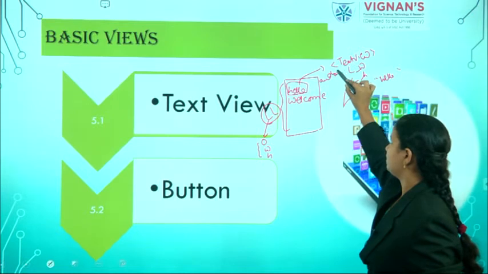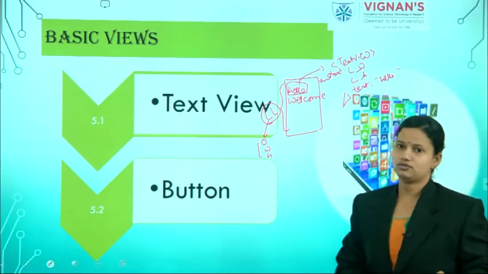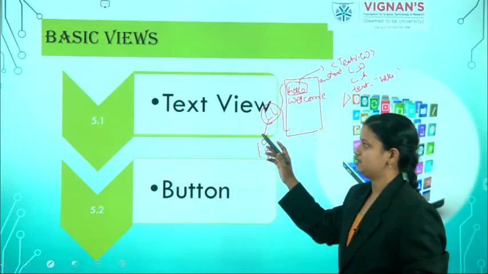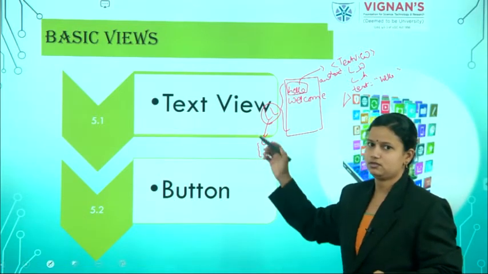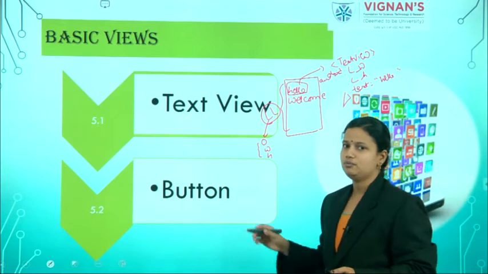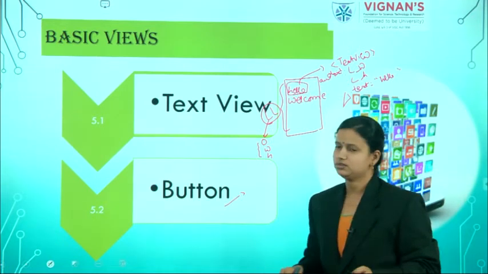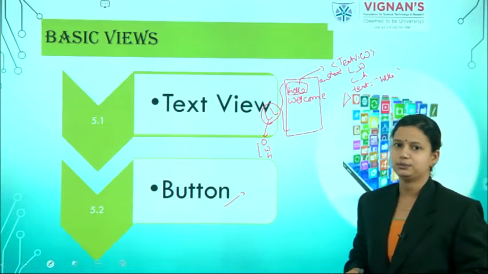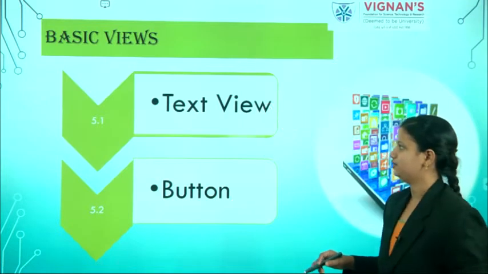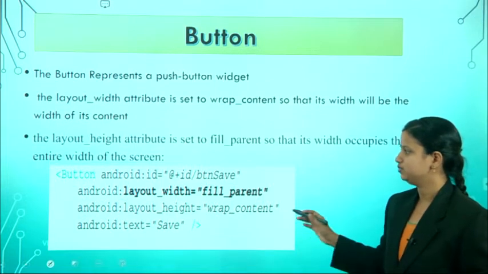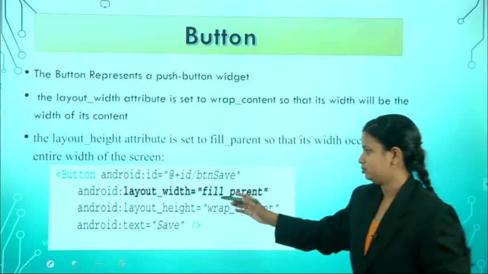So this is the topic we discussed in the first concept of designing the views. In that, the basic views are like this. The first one is text view. But in this session, I want to discuss the button: how we have to design a button in the user interface, and how we have to add it. For adding buttons, the button code is like this.